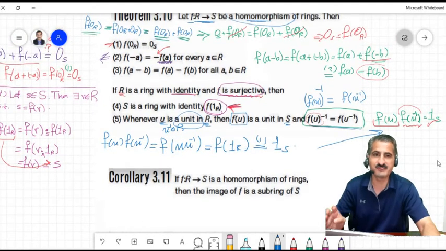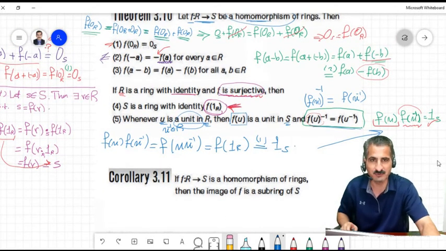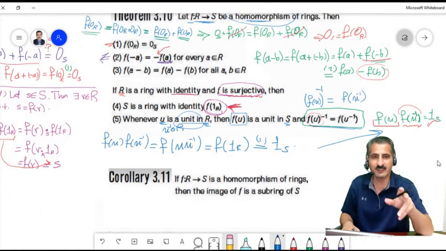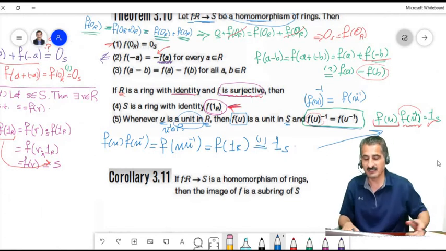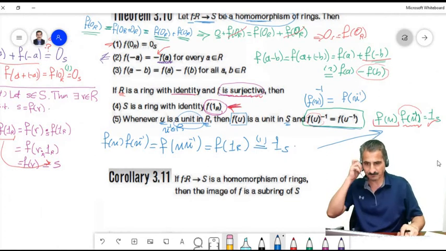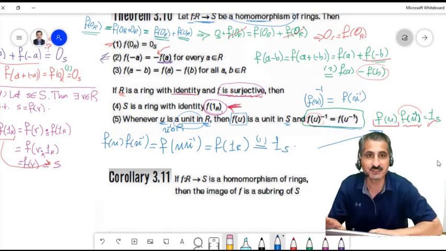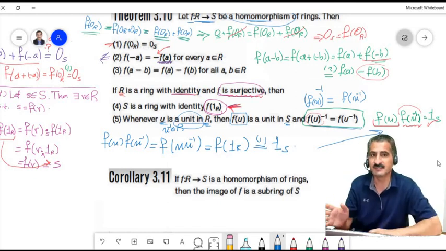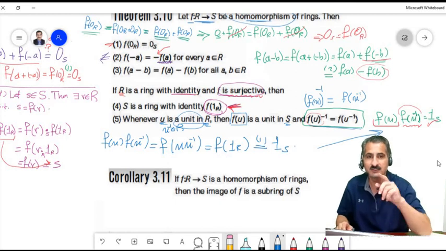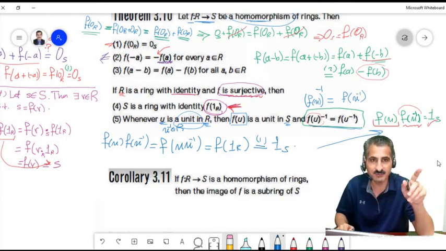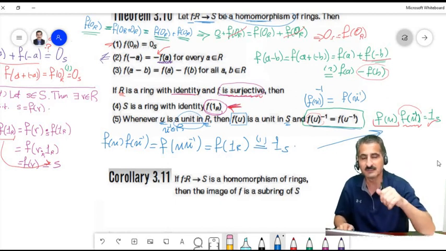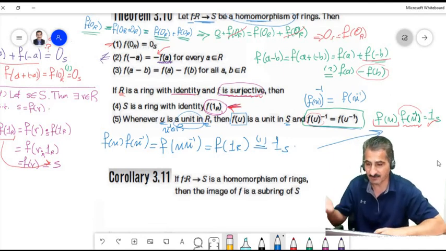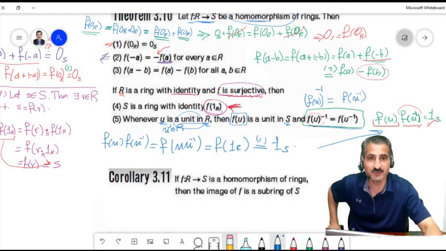So remember these properties. Homomorphism preserves the 0, takes the 0 to the 0. The image of the additive inverse is the additive inverse of the image. If f is surjective and the ring in the domain has an identity, then the identity of the ring in the codomain is the image of the identity of the ring in the domain. Okay, and the image of a unit is a unit.